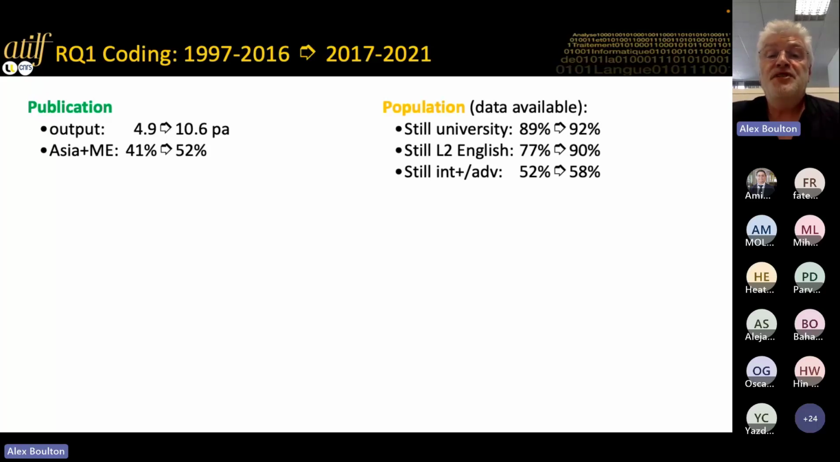Population data, the types of students involved. There has been criticism in the past, or comments in the past, that data-driven learning was mostly in university contexts for learning English as a target language at higher intermediate or advanced levels of language ability. That was true, and it's even more true today. Over 90% of papers are for learning English in a university context.